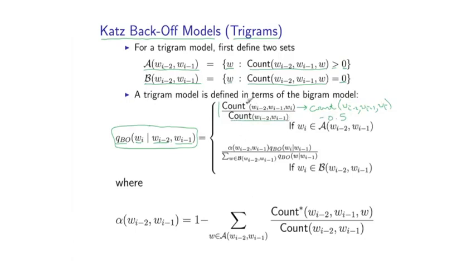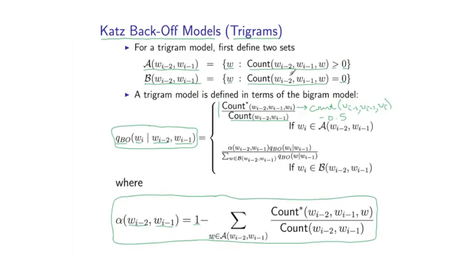Now again, this definition gives us some missing probability mass, and we have an expression for that missing mass down here. So alpha of Wi minus 2, Wi minus 1 is going to be 1 minus a sum over all words whose count is greater than 0, using the estimator I showed you, count star divided by count. So this is the missing probability mass.